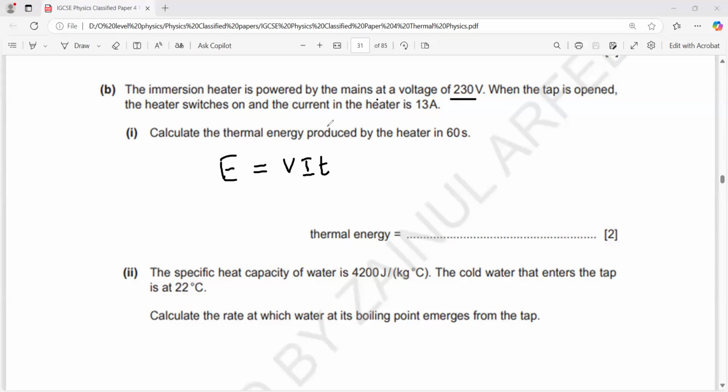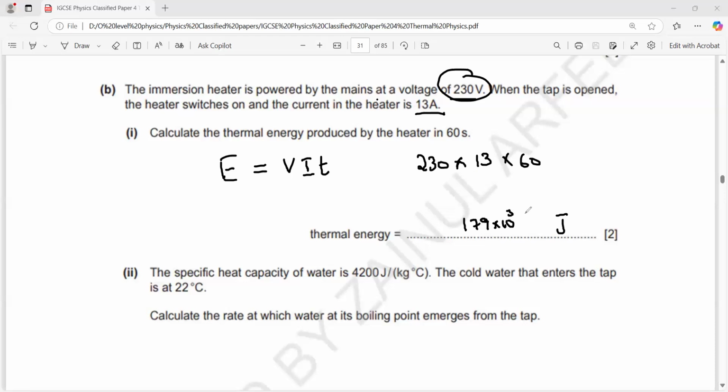Whenever you supply energy by using the heater, electricity, it's a voltage. So what is the voltage here? 230. What is the current? 13 ampere. And how much time? 60. So 230 times 13 times 60. What's the answer here in joules? Press ENG, it's in exponent. 179.4, so 179 exponent 3 joules.